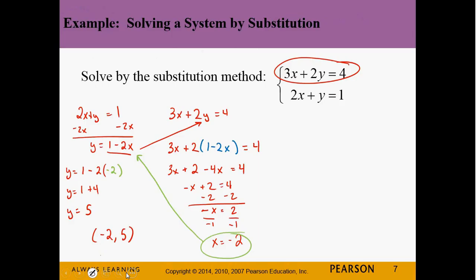Absolutely. At this level, we really want to test our answers. Now, we don't have to physically write it out. You can do this in your head, or write it above, whatever. If we know x is negative 2 and y is 5, what's 3 times negative 2? Negative 6. 2 times 5? Negative 6 and 10? It's 4. Okay, I can see that works. Negative 2 times 2? Negative 4. Y is 5. Negative 4 and 5 is 1. So it does work for both equations.